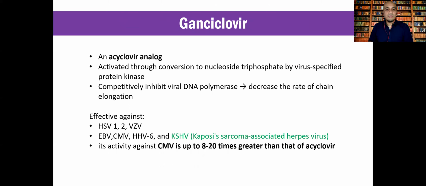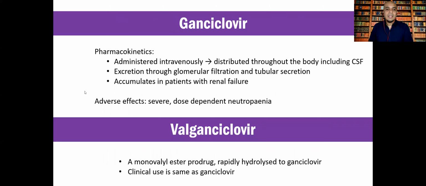Ganciclovir is an acyclovir analog. It has 20 times greater activity against cytomegaloviruses. Ganciclovir needs activation by both viral and host cellular enzymes. Ganciclovir is administered intravenously, distributed throughout the body, and excreted via urine. Its adverse effects include severe dose-dependent neutropenia. Apart from that, valganciclovir is a prodrug of ganciclovir. After oral administration, it will be hydrolyzed to ganciclovir by intestinal and hepatic esterases. Its clinical usage is the same as ganciclovir.